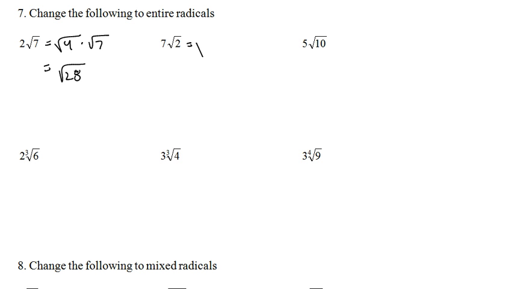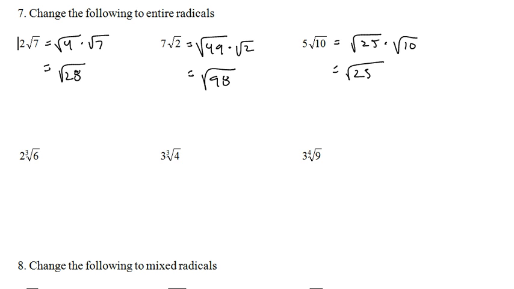Okay, this guy is the same as the square root of 49 times the square root of 2, which is square root of 98. 5 is the same as the square root of 25 times the square root of 10, gives us the square root of 250. 2 is the same as the cubed root of 8, because 2 times itself 3 times is going to be 8. That's messy. And that's times the cubed root of 6, gives us the cubed root of 48.